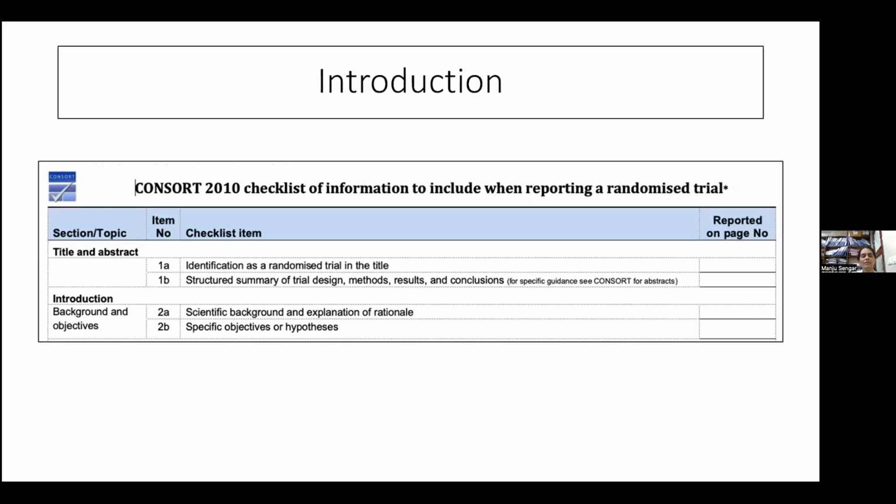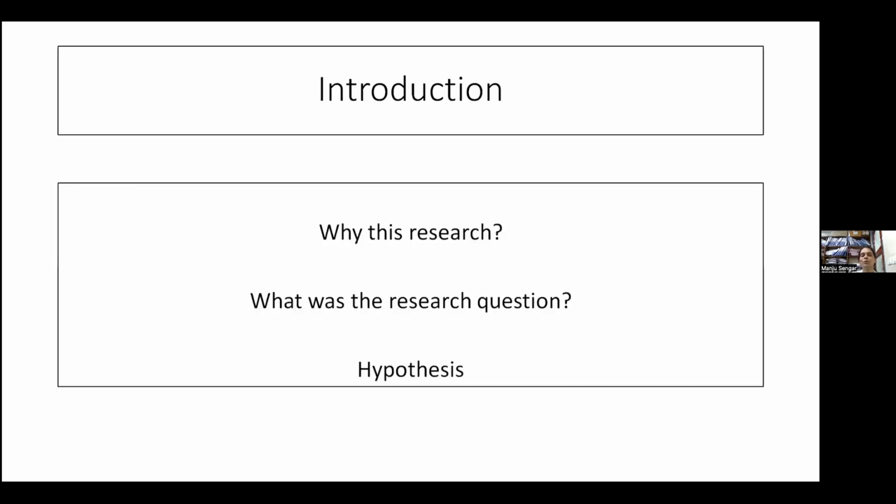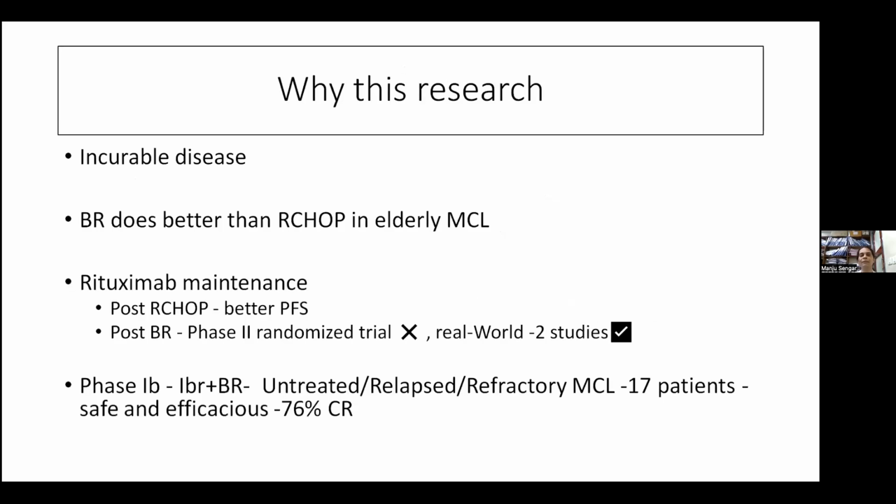So if you look at the CONSORT checklist for introduction, it should mention why this research is being done, what was the research question, and what was the hypothesis. So let's see whether our present study has all these components available.